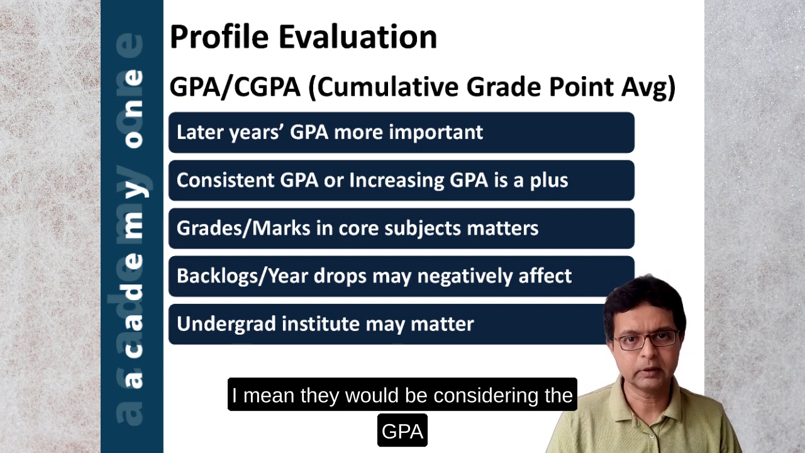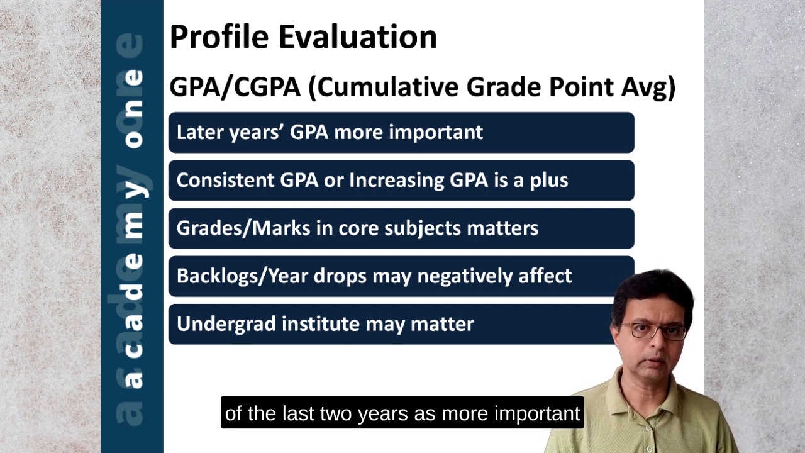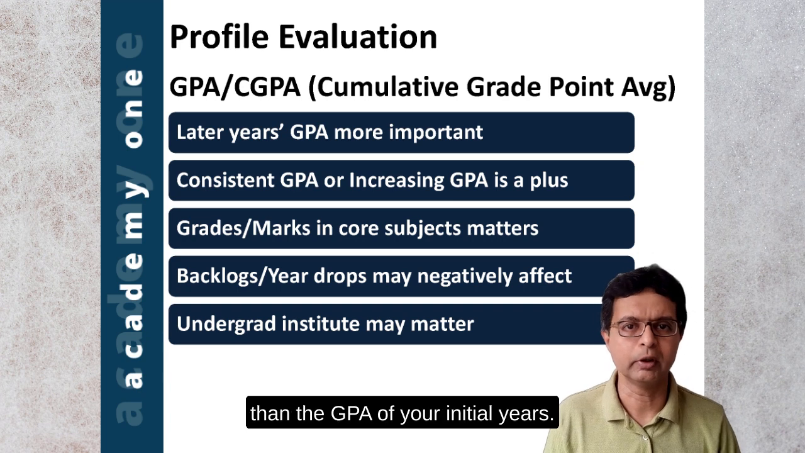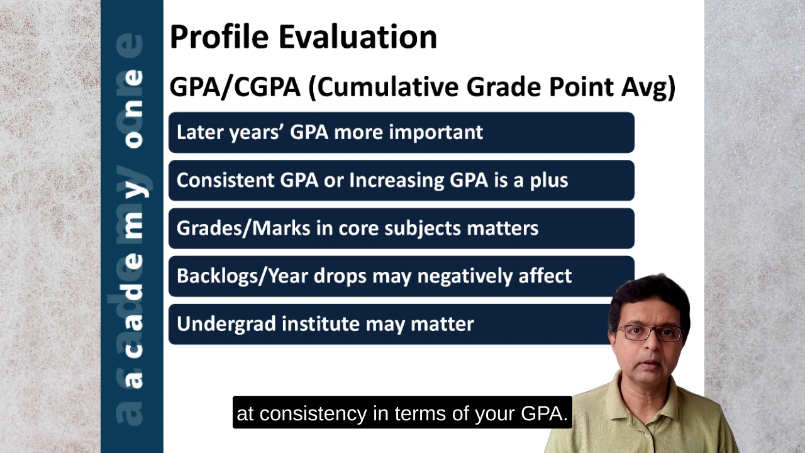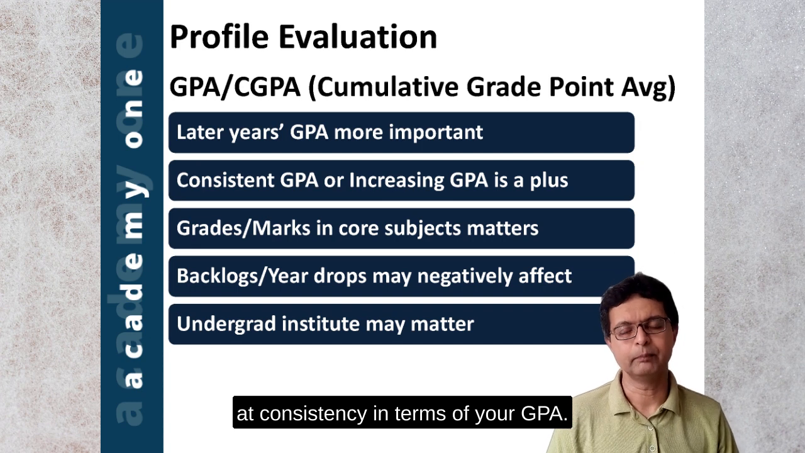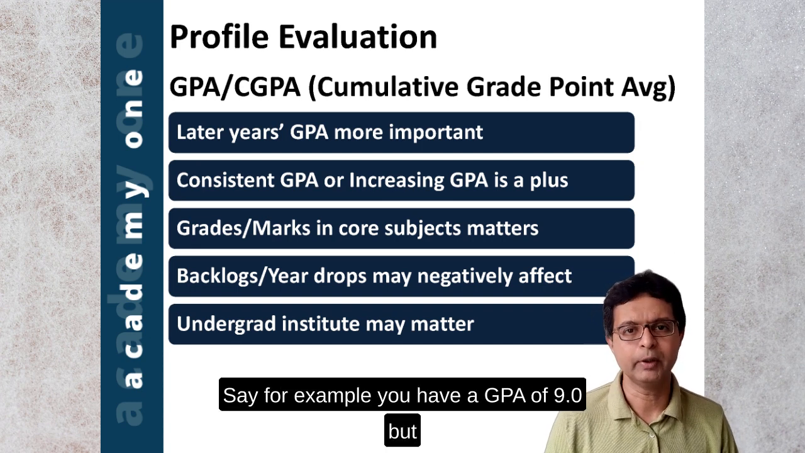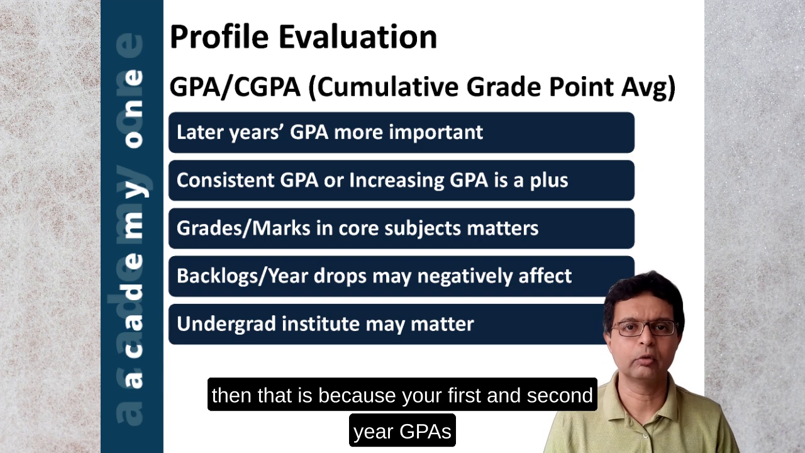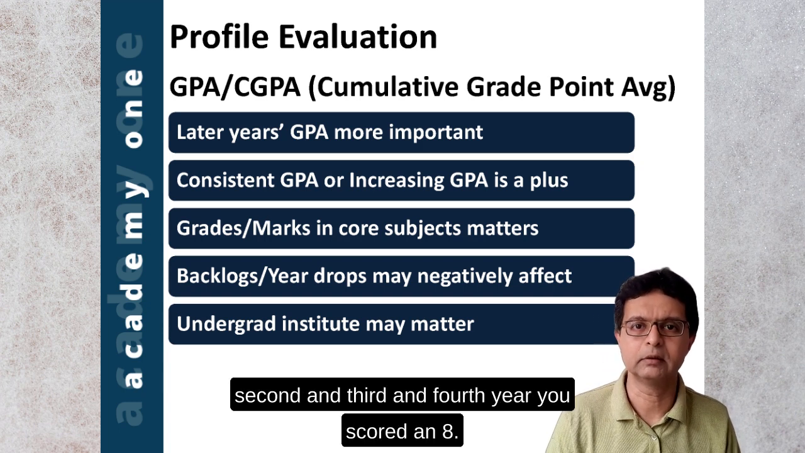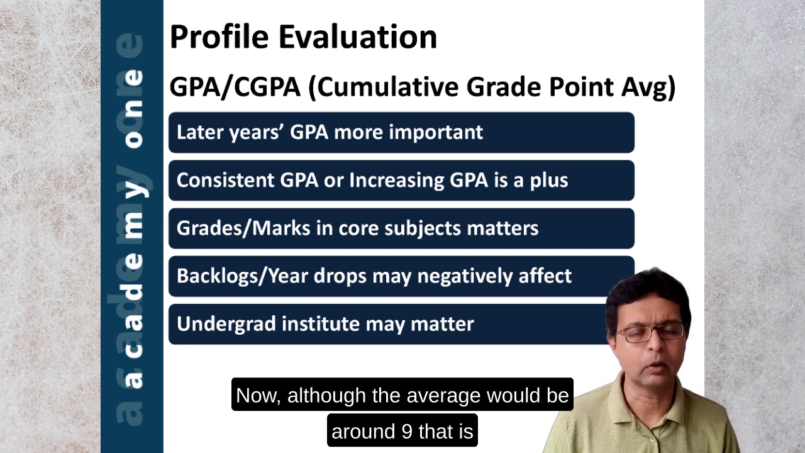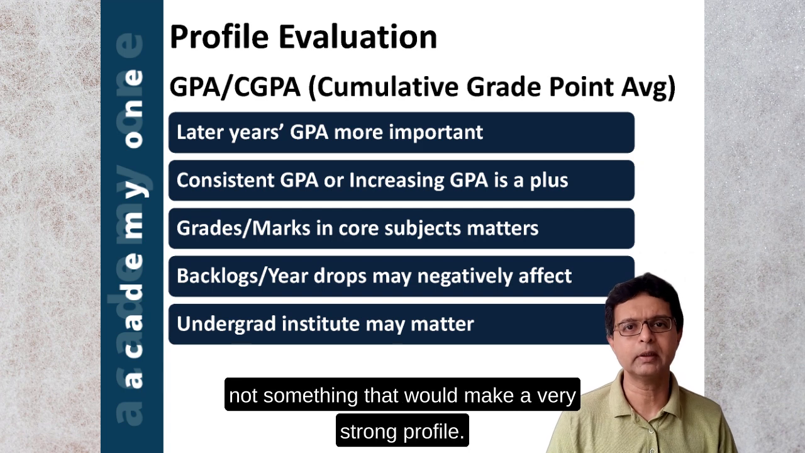They would be considering the GPA of the last 2 years as more important than the GPA of your initial years. They would also be looking at consistency in terms of your GPA. For example, you have a GPA of 9, but that is because your first and second year GPAs are almost a 10 on 10, whereas in the third and fourth year you scored an 8. Although the average would be around 9, that is not something that would make a very strong profile.